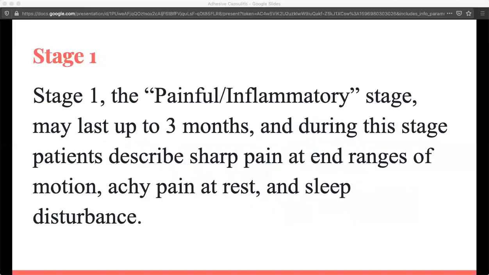All right, so let's talk about the stages. The inflammatory or the painful stage, about 3 months, sharp pain at end ranges of motion, achy pain at rest, sleep disturbance, right? So the first and the second stages are the most disruptive in a patient's life. Once they get over that, it's not too bad.